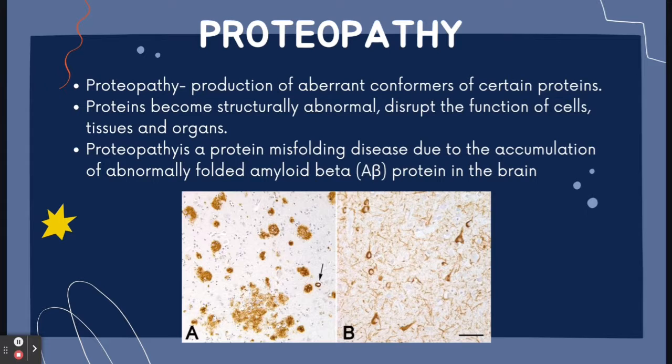Alzheimer's disease has been identified as a proteopathy, and proteopathy refers to a class of diseases in which certain proteins become structurally abnormal and disrupt the function of cells, tissues, and organs of the body. It is also a protein misfolding disease due to the accumulation of abnormally folded amyloid beta protein in the brain. The two images below represent the amyloid beta proteopathy and tauopathy in the neocortex of an Alzheimer's patient.